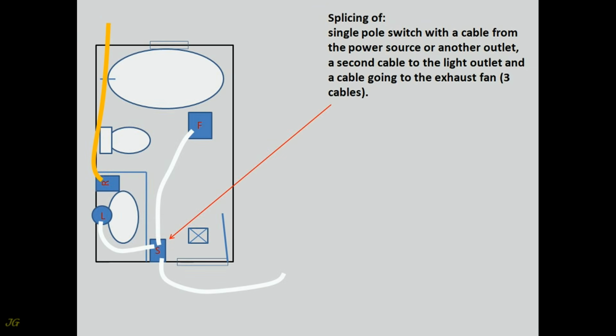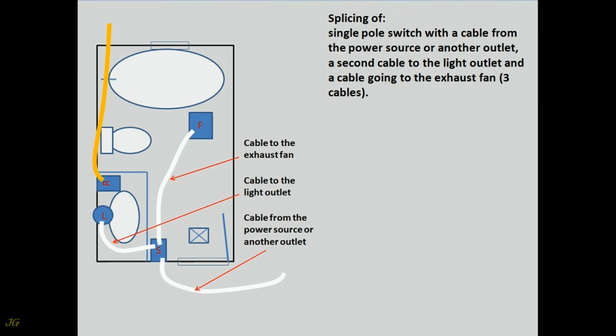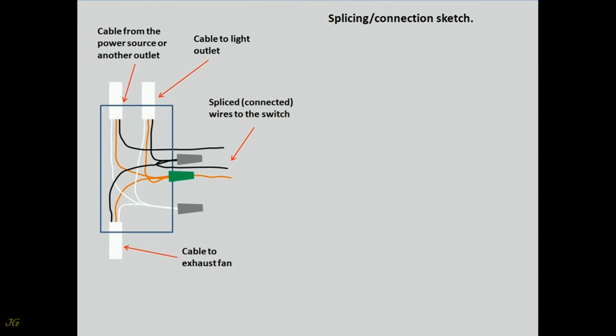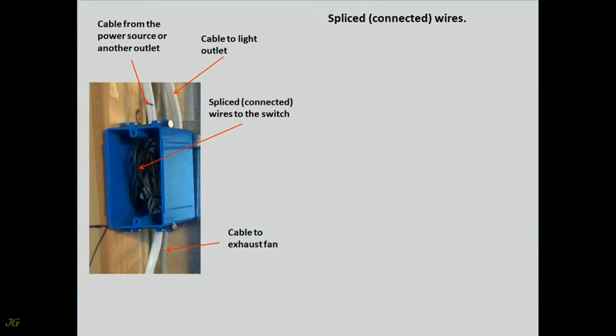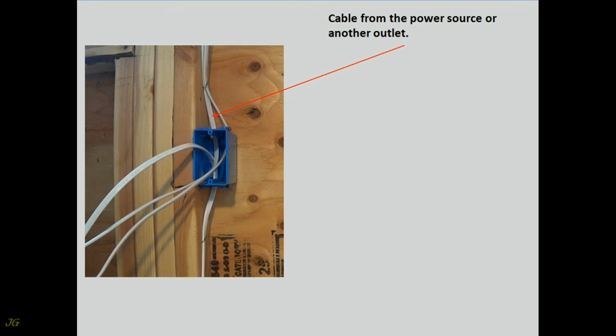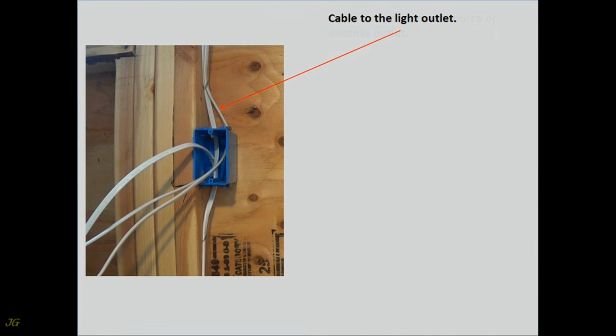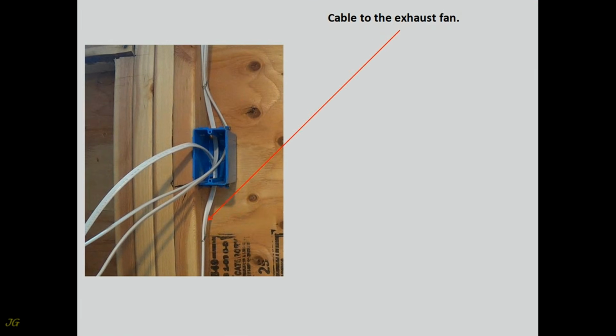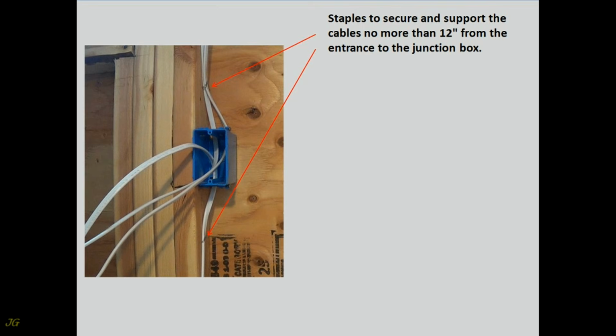Splicing of single pole switch with a cable from the power source or another outlet, a second cable to the light outlet and a cable going to the exhaust fan, 3 cables. Splicing, connection sketch. Spliced, connected, wires. Cable from the power source or another outlet. Cable to the light outlet. Cable to the exhaust fan. Staples to secure and support the cables no more than 12 inches from the entrance to the junction box.